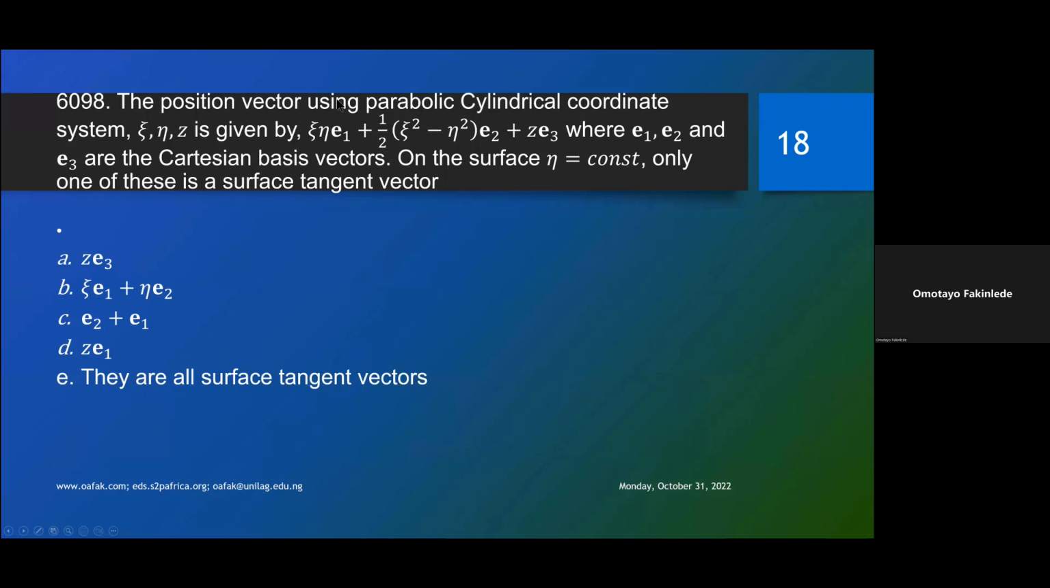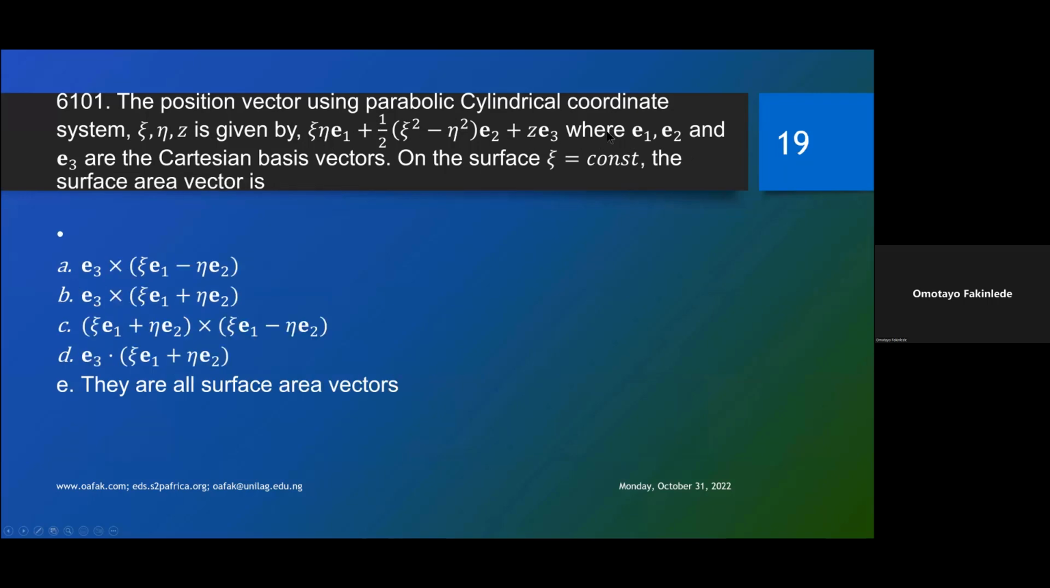Okay, the position vector using parabolic cylindrical coordinate system, xi, eta, and z is given by this quantity, where E1, E2, and E3 are Cartesian basis vectors. This information is given just for completeness. It's not that you need it to solve the problem. On the surface, xi is equal to constant, the surface area vector can be obtained by taking the cross product of two surface tangents. So the correct one by me is the A in this case.